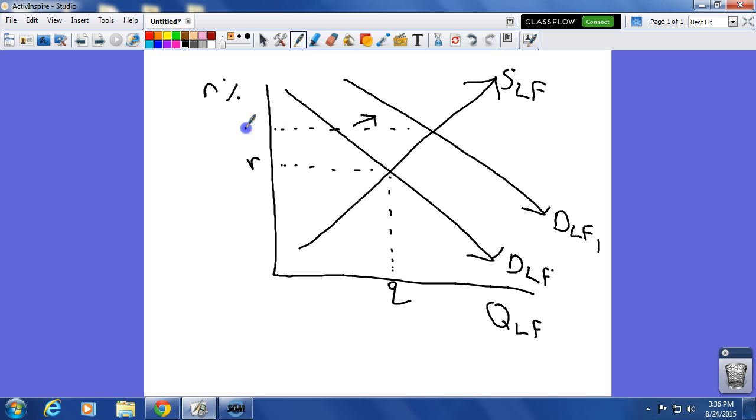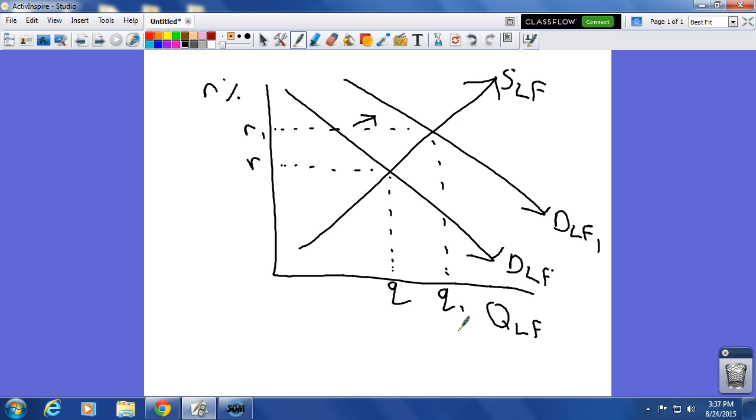And now we can see what happened to our equilibrium real interest rate and quantity of loanable funds. So our new real interest rate we'll call R1. We can see our real interest rate went up after the shift, and our quantity of loanable funds went up as well, from Q to Q1.